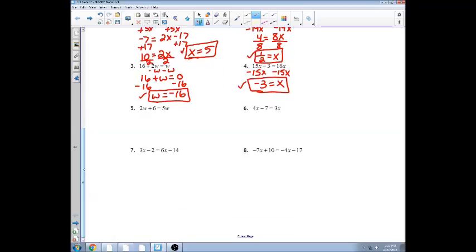That's good. Number 5, I want to keep my variables positive, so I'm going to subtract my 2w. That would give me 6 equals 3w. Divide by 3, divide by 3. 2 would equal w. Again, I have checked this earlier, so it is good.